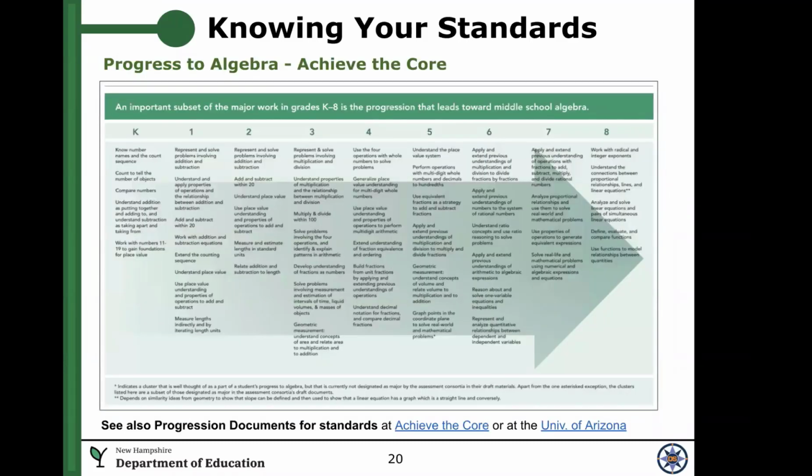And then they also provide us with a progress to algebra. So where the arrow is, you can see how what they're learning from kindergarten all up is getting them ready for algebra in high school, which then falls into everything they need for life, for math anyhow.